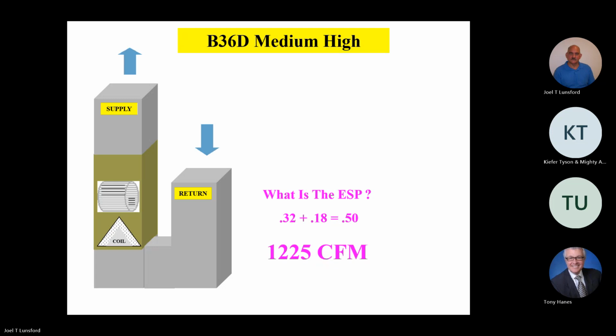1225. Give yourselves a star. It's no more complicated than that, team. It's that simple. You find the model number, you find the speed tap, you measure your static pressure, and you go to the chart. In this example, this is a 3-ton air handler, so it's probably hooked up to a 3-ton unit, and at 0.5 inches of static pressure total, we're running right at 1225 CFM, which is just about perfect for a 3-ton unit. Any questions or comments on that?